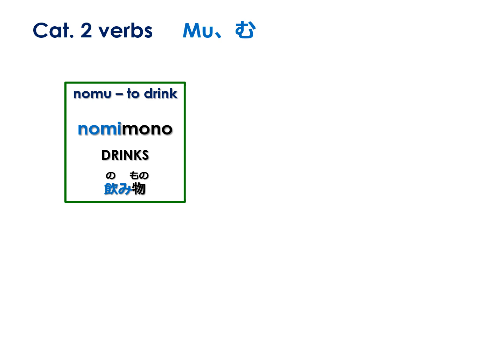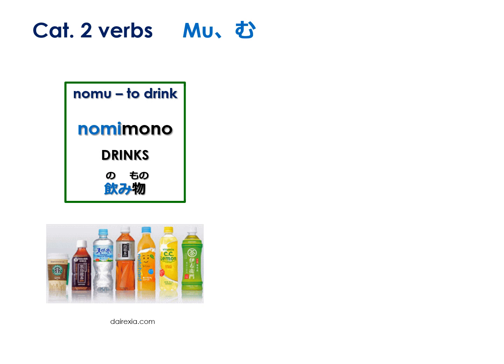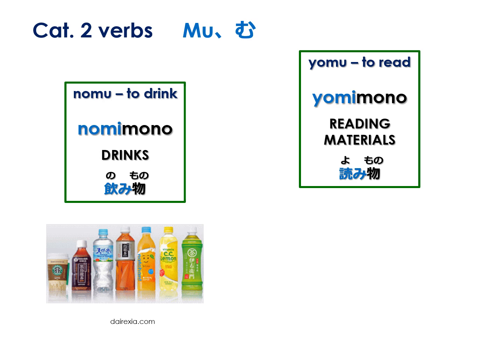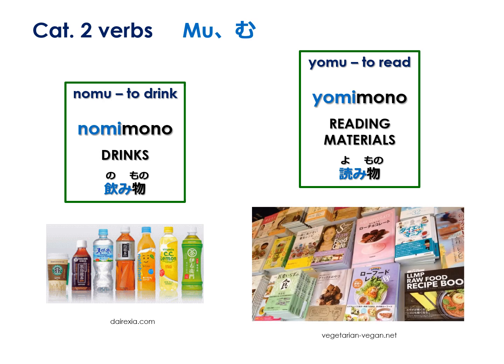Nomu means to drink, and nomimono means drinks. Coffee, tea, water, juice, and so on. Yomu means to read, and yomimono means reading materials such as books, magazines, and things that you generally find at a bookstore.